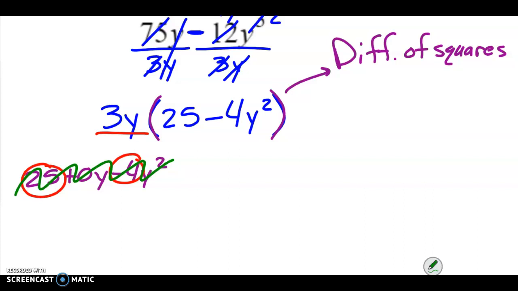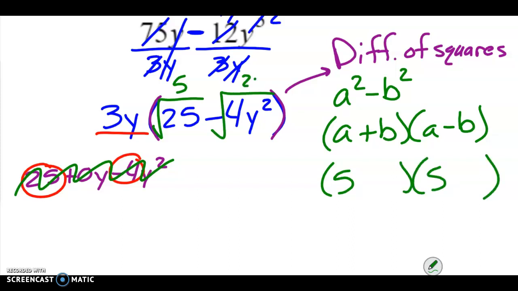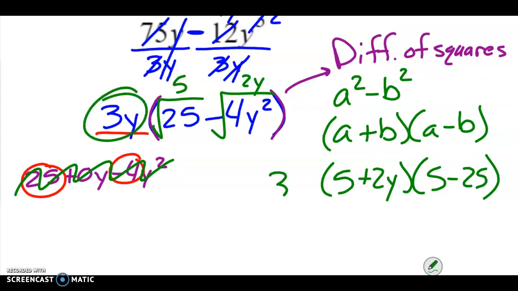And that's just more proof that you don't want to go the AC method if you don't have to. And when you have a difference of squares, we want to go that way. Your difference of squares, a squared minus b squared, will give you a plus b times a minus b. And the a and the b are the square roots of those two pieces, right? So the square root of 25 is 5. So I end up with 5 for my a. Square root of 4y squared is 2y. So I end up with 5 plus 2y, 5 minus 2y, and don't lose your 3y that was out front.